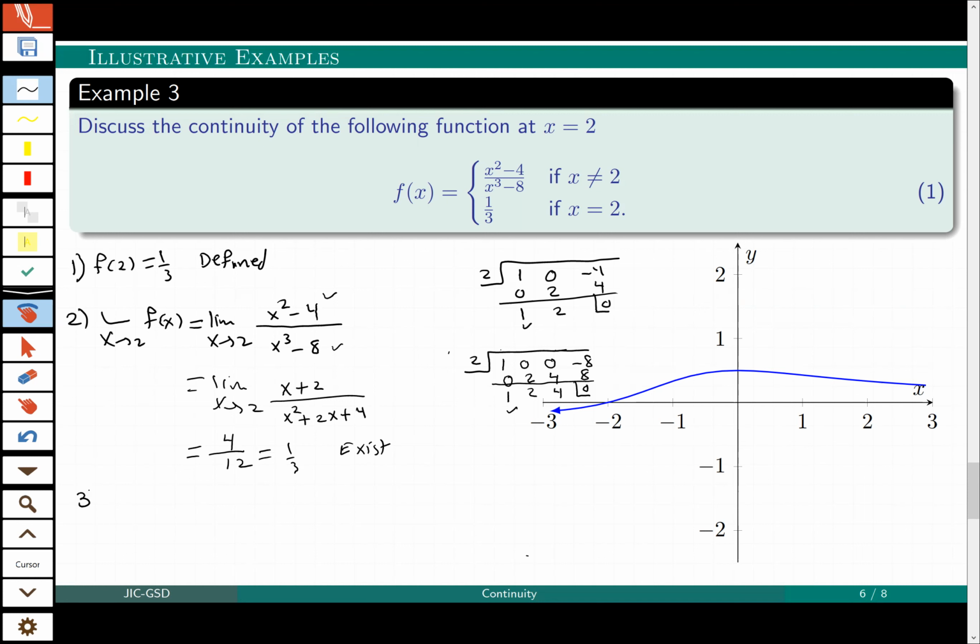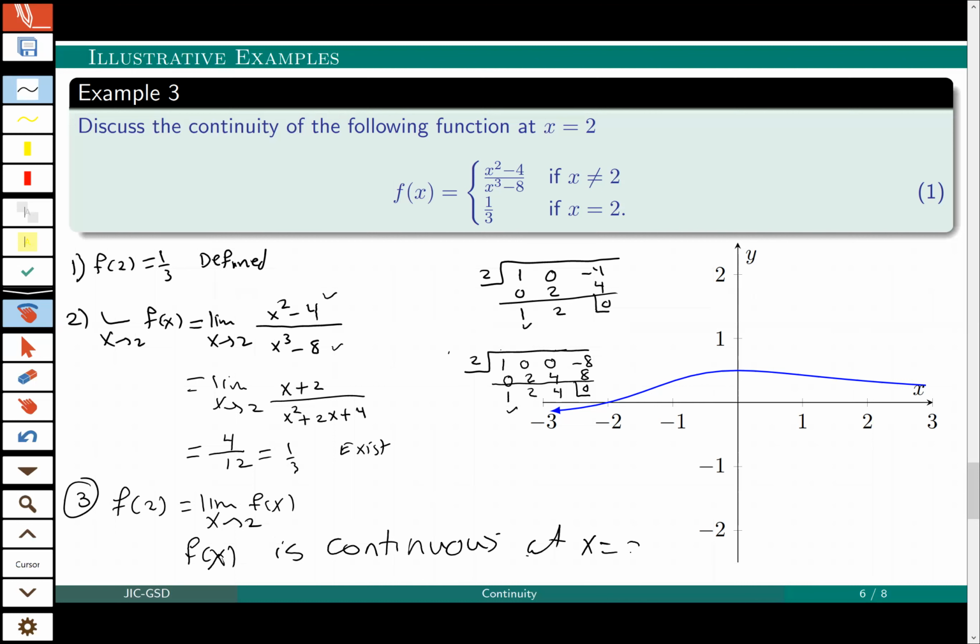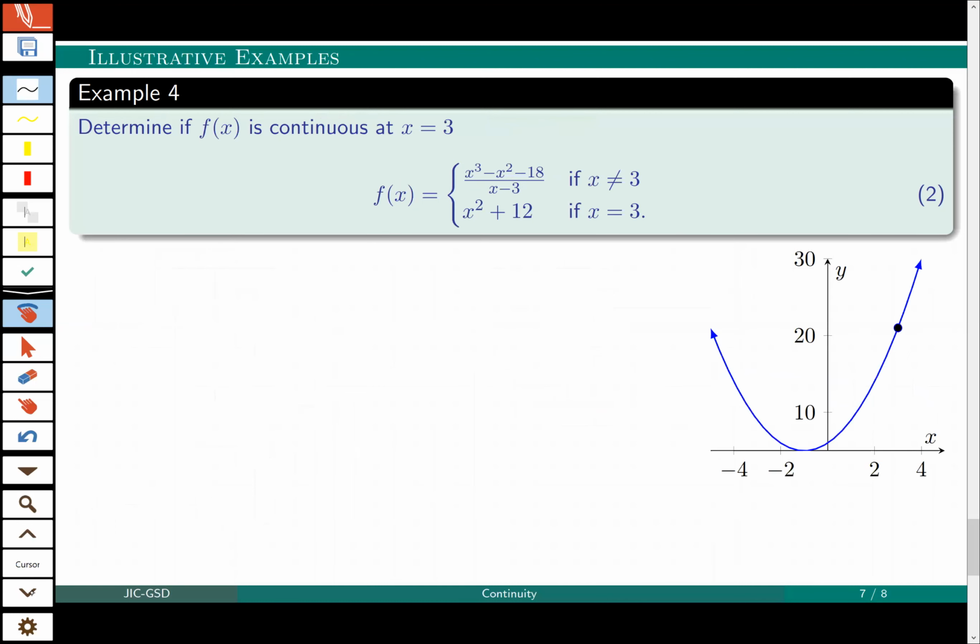The third condition, we need f at 2 to be equal to the limit, and of course, that is obtained by conditions 1 and 2. So we will say f of x is continuous at x equal to 2 because we satisfy the 3 conditions. Here is a similar question.